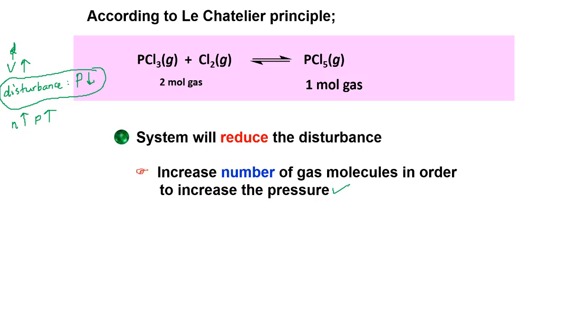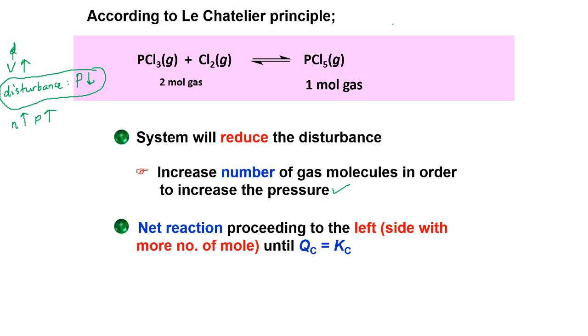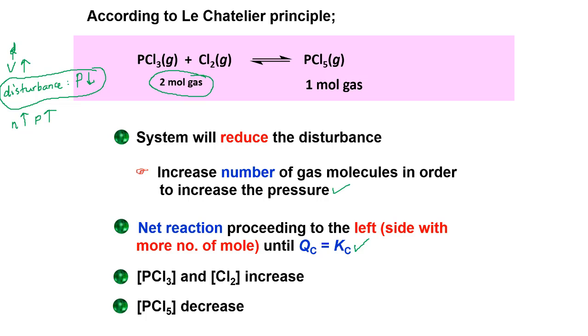Okay, jadi sekarang you nampak equilibrium position akan shift dari mana? From right to left. Okay, the equilibrium position move from right to left. Sebab sekarang dia kena increase mole of gas. So mole of gas yang paling banyak sebelah reactant. Okay, until a new equilibrium is achieved, QC equals to KC. And at the new equilibrium, the concentration of PCl3 and Cl2 increase, the concentration of PCl5 decrease.